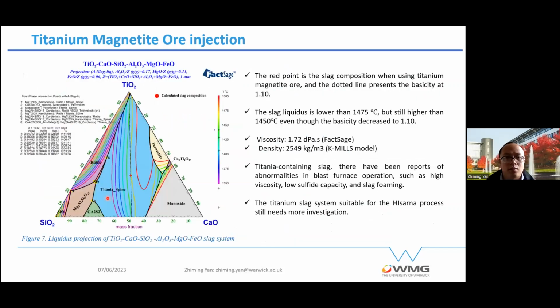So this is the slag with titanium containing. The red point is from the calculation. The basicity is 1.1. That's the reason we decrease the basicity, because if we increase a little bit higher, the slag liquidus temperature would increase rapidly. Even at basicity 1.1, the liquidus is around 1475, which is still a little bit higher than the current operation temperature. But the viscosity and the density calculated are good for operation.